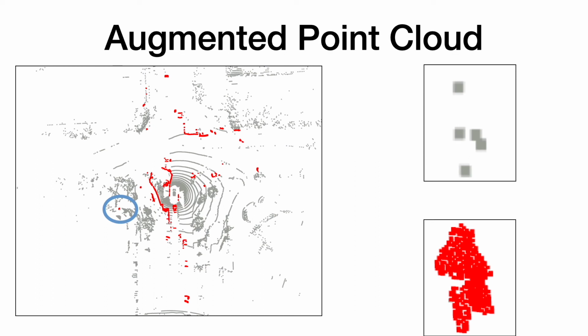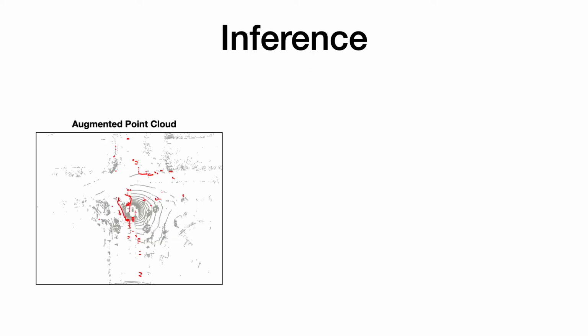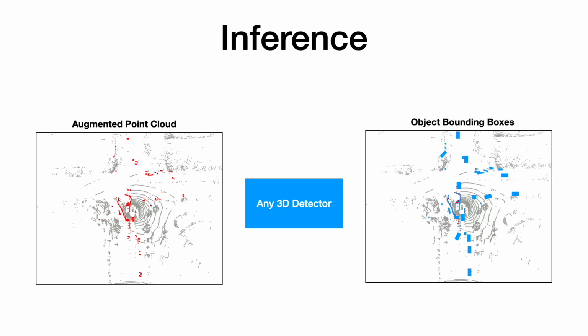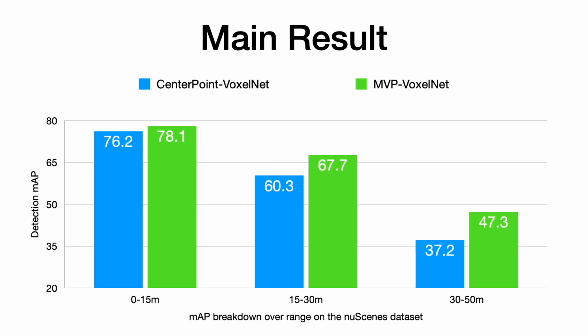Similarly, we also visualize one pedestrian object shown in the blue circle. The original LiDAR points only contain 5 measurements, while our augmented point cloud is 20x denser and contains detailed 3D geometry information that is helpful for downstream detection tasks. During inference, we'll first generate the augmented point cloud using the virtual point generation algorithm described above. This augmented point cloud will then be passed into an off-the-shelf 3D detector to get the 3D bounding box predictions.